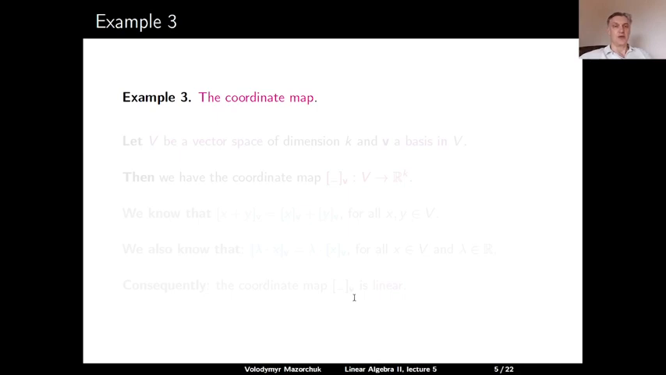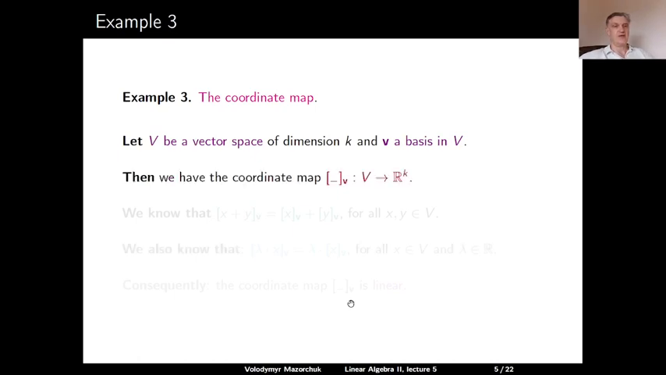And we are talking now about the coordinate map. Let V be any vector space of dimension k, and let bold V be a basis in V. Then we have defined the coordinate map with respect to this basis bold V, which takes an element x in V and maps it to the vector of the coordinates of x with respect to the basis bold V. And this vector of the coordinates is an element of R to the power k.